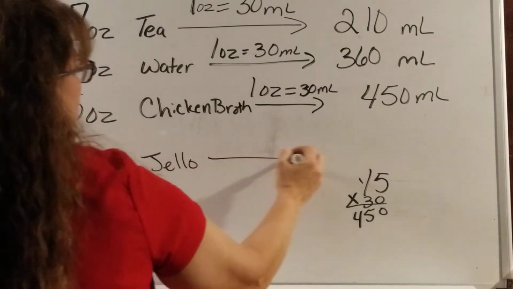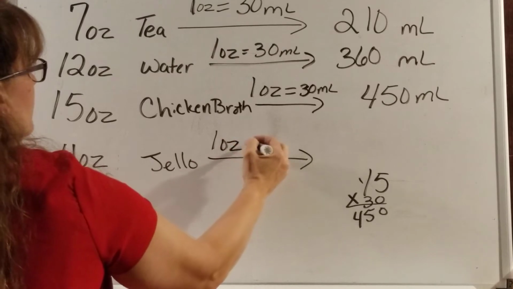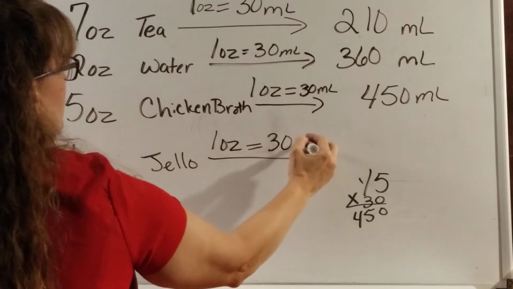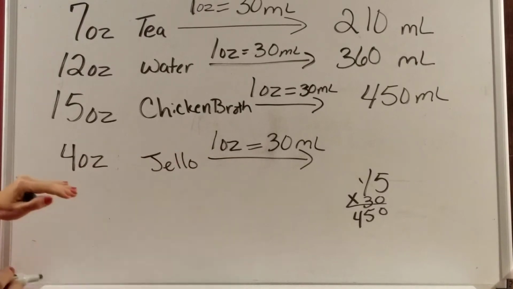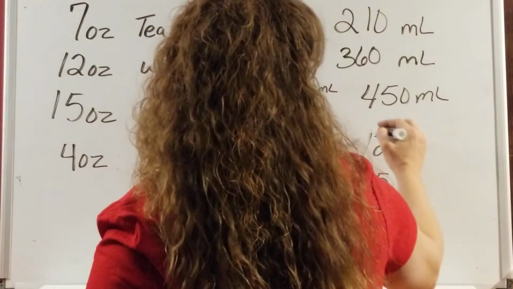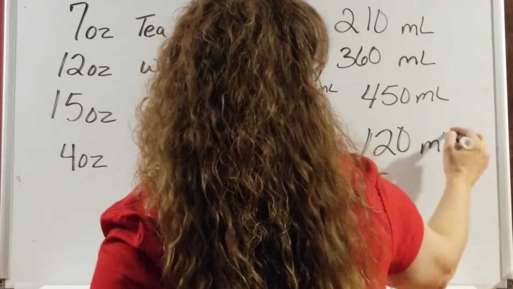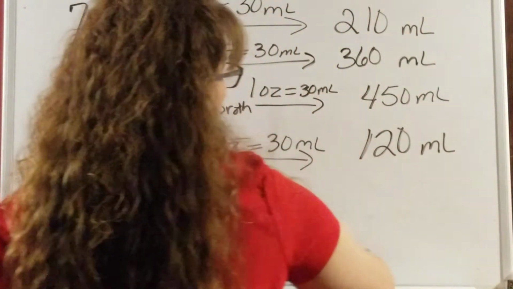And then here, we're going to convert this 4 ounces to milliliters. Again, I know for every 1 ounce it equals 30 milliliters. 4 ounces divided by 1 ounce leaves me with 4. 4 times 30 is 120 milliliters. Let me erase that right there. And now I'm going to add it all up.